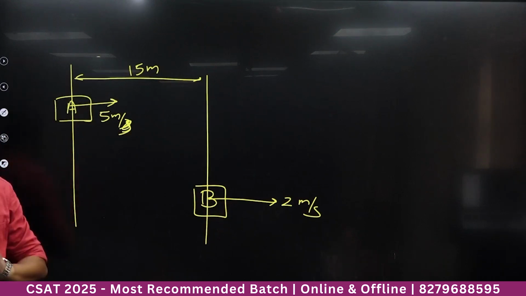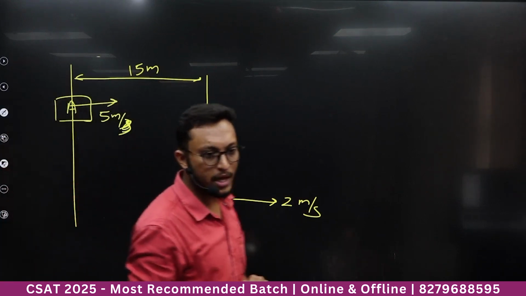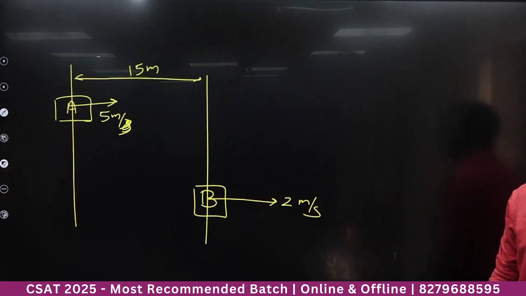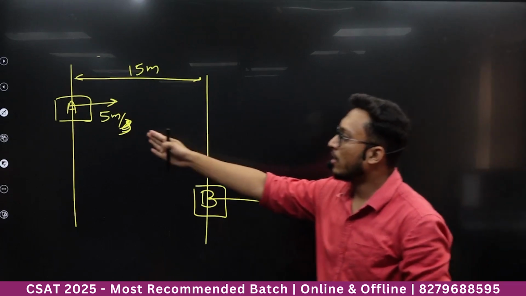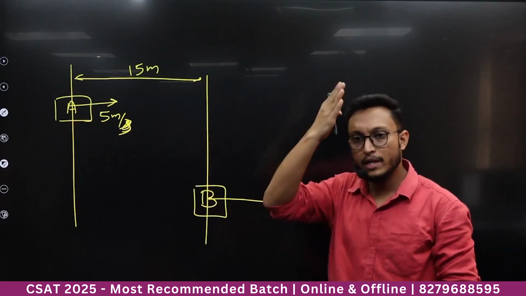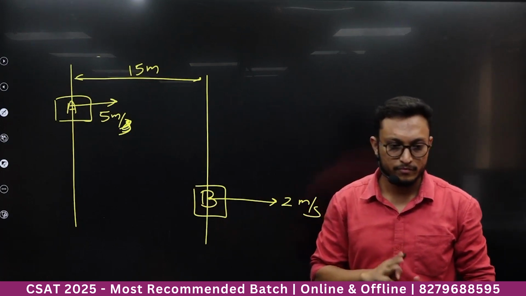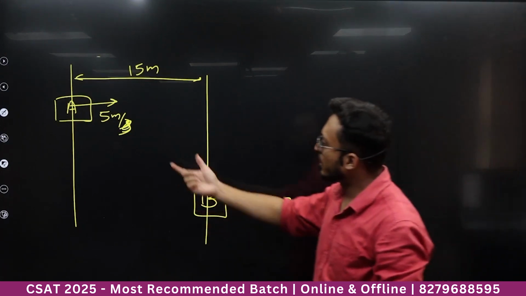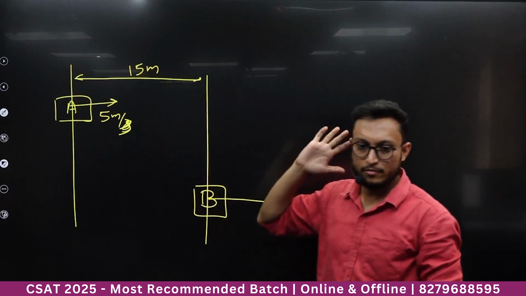कितने टाइम बाद होगा वो? What is that particular time? वो कितने टाइम बाद होगा? When this car and this car will be aligned in the same line. Their initial distance is given to you as 15 meter.